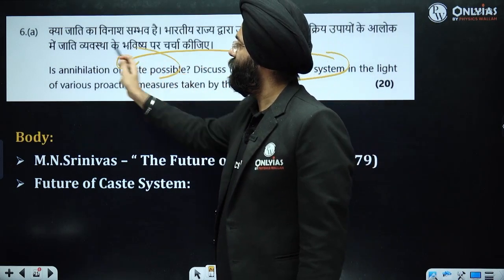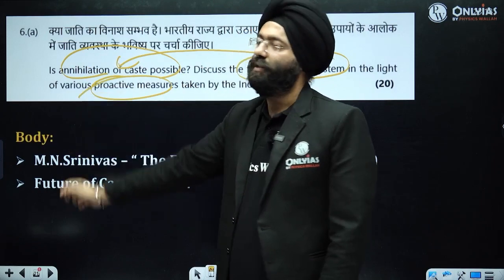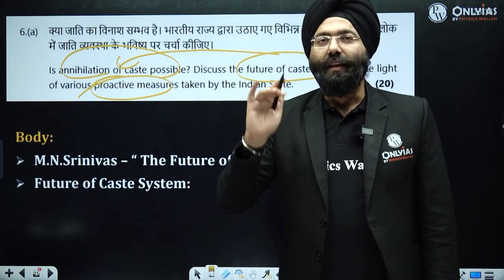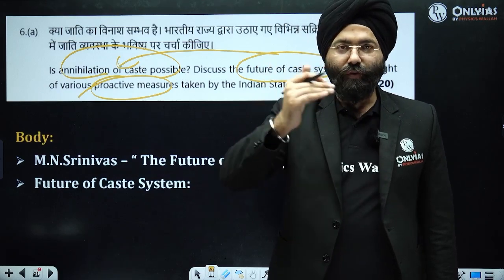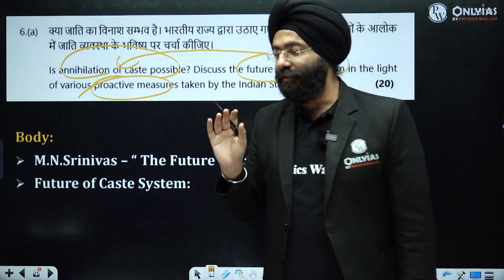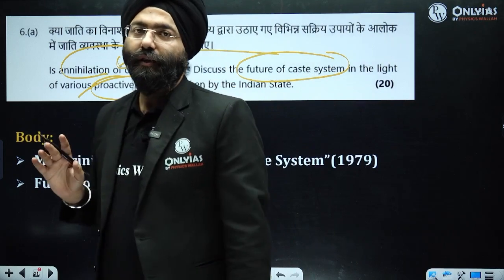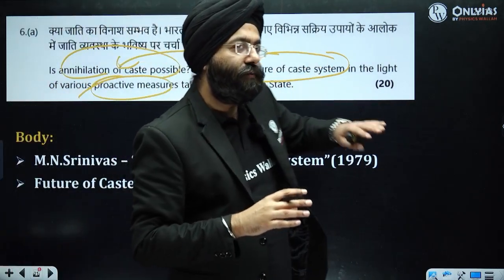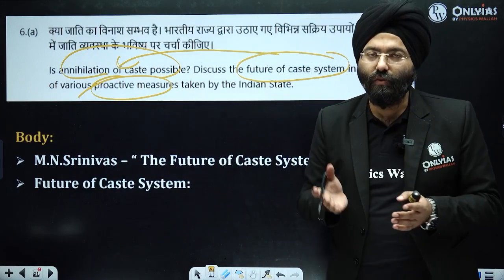And then they are asking about the proactive measures. Please understand that this question is very trickily framed. You need to understand that simply explaining annihilation of caste first, and then explaining the future of the caste system, is going to create issues.